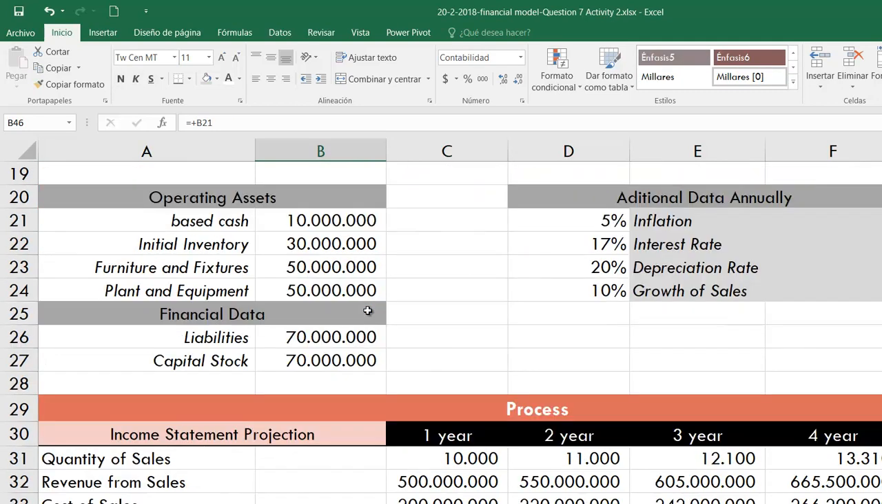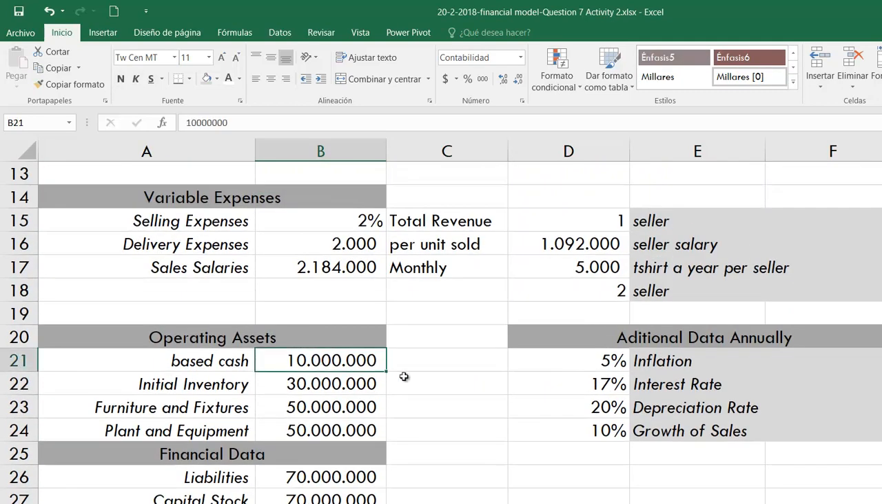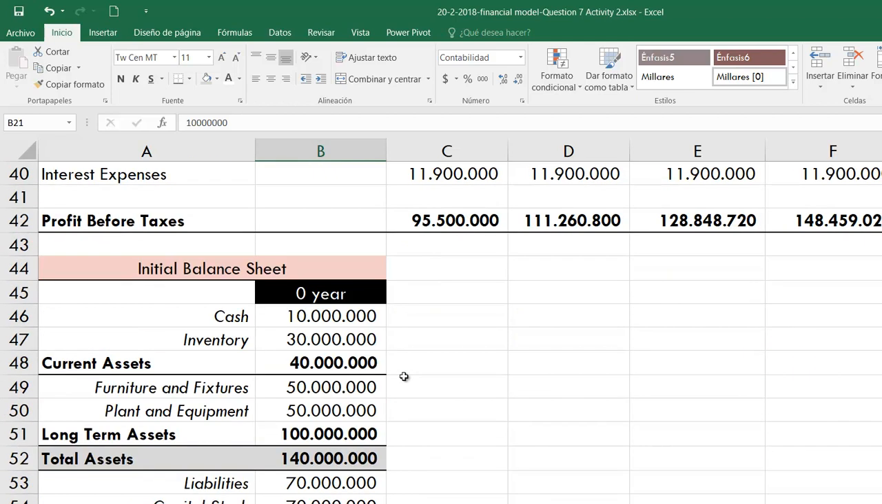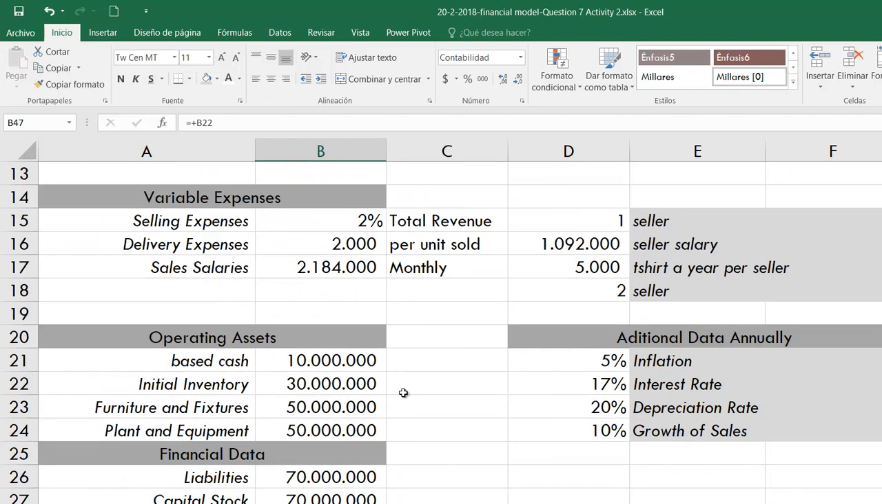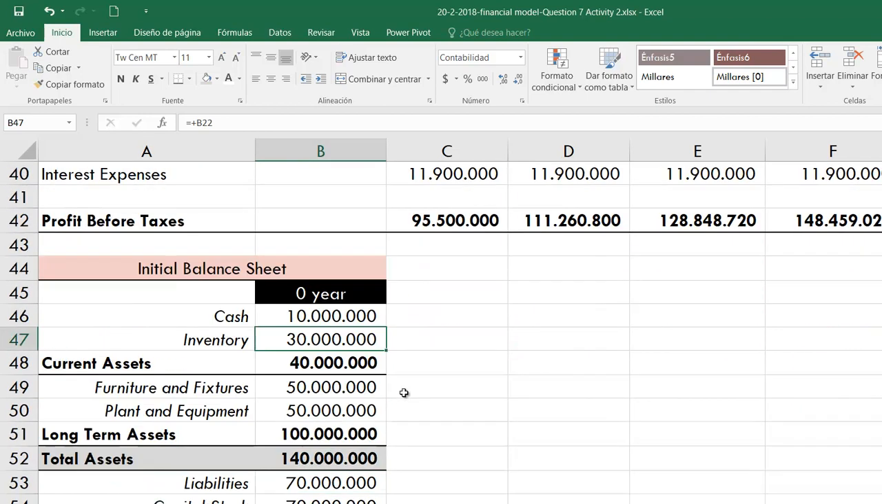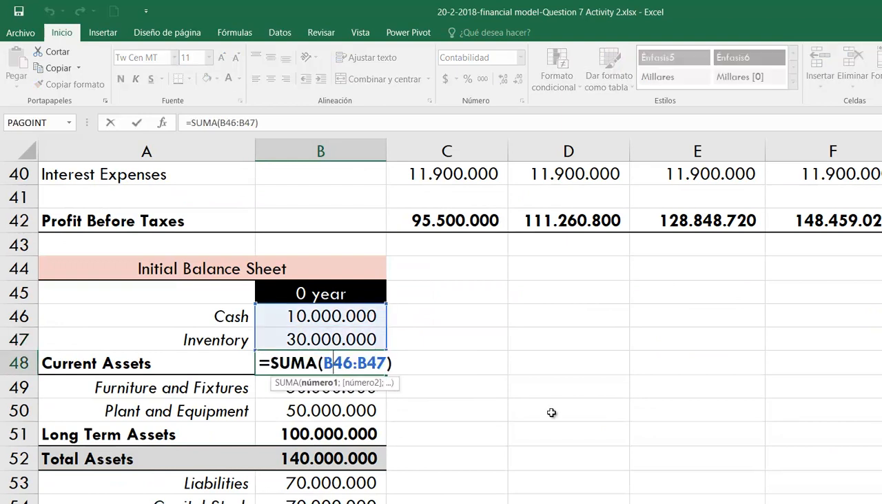So the cash is right on top, estimated at 10 million, because that's the money I need liquid, so I can pay all my obligations every month. Inventory, I estimated at 30 million pesos. It should be, and it could be different in your cases. Current assets is the addition of cash and inventory.